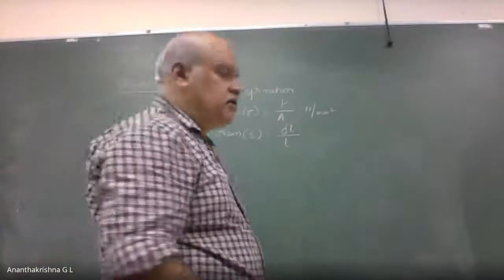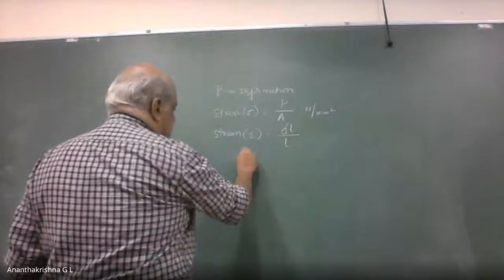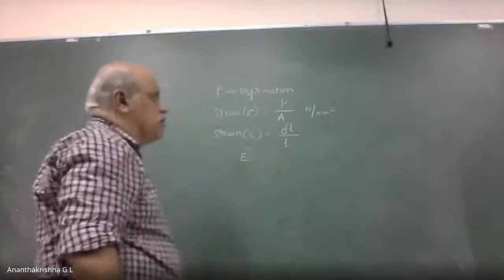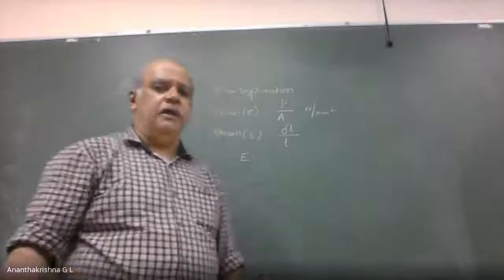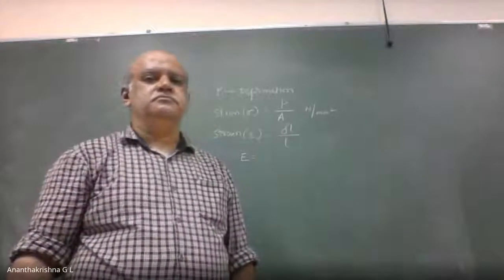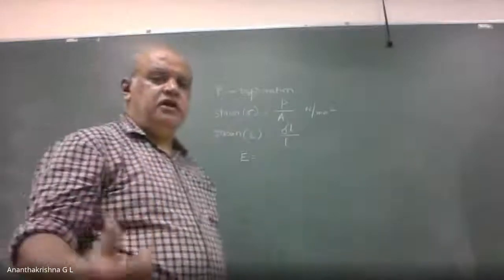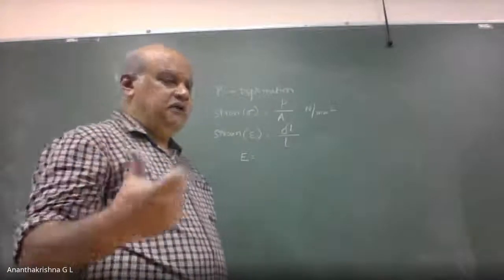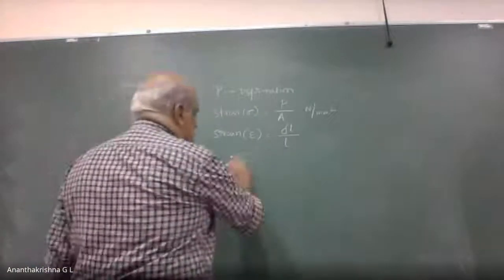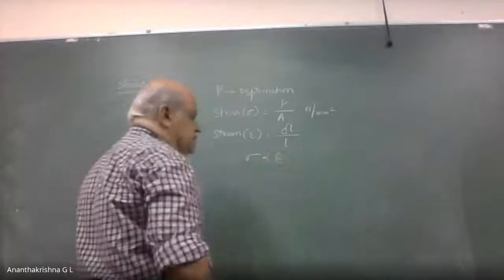So what is it according to Hooke's law? According to Hooke's law, we have Young's modulus equal to stress upon strain under elastic limits. That is, stress is proportional to strain within elastic limits. Correct? Stress is proportional to strain within elastic limits.